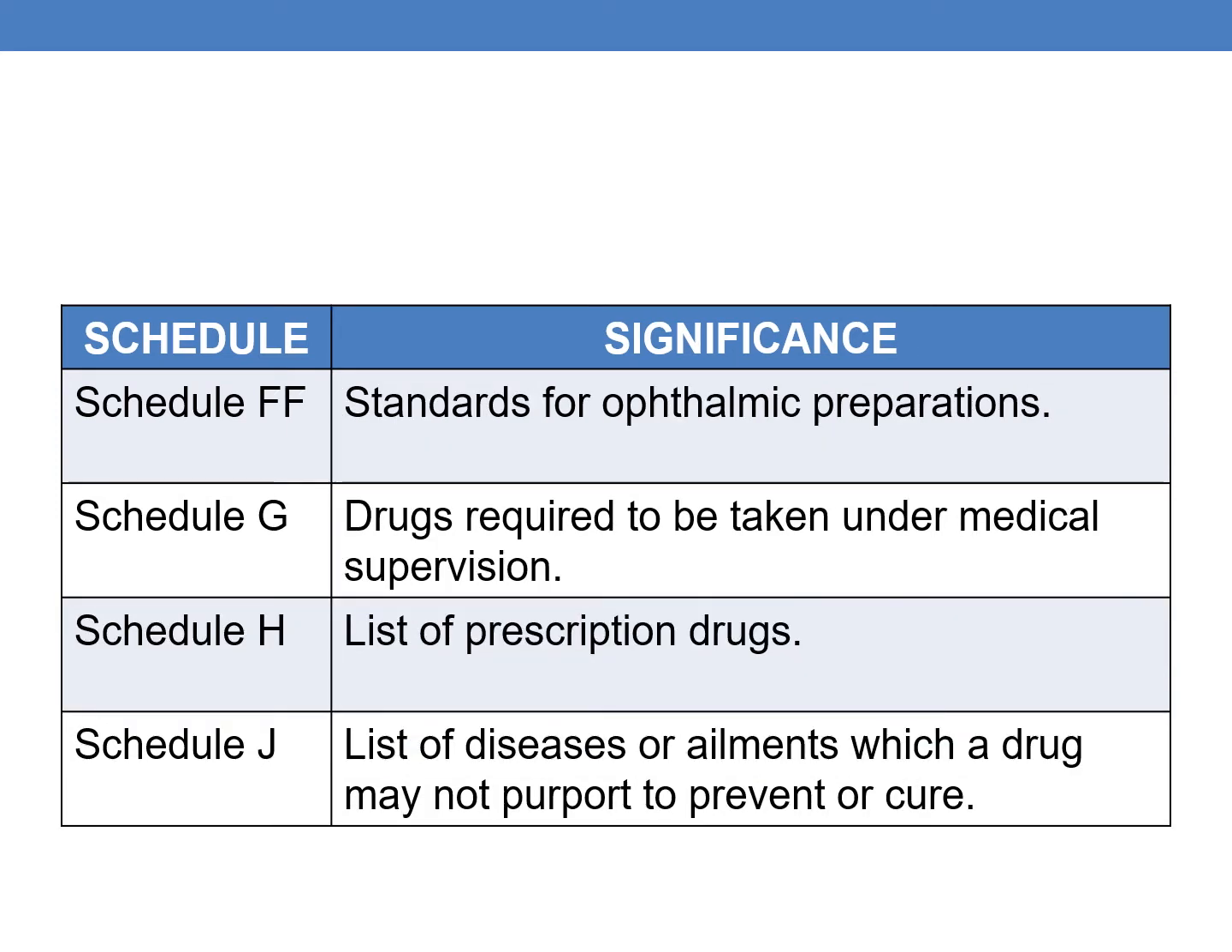Coming to Schedule FF, it deals with the standards for ophthalmic preparations. Coming to Schedule E, it deals with list of drugs required to be taken under medical supervision. So Schedule E is nothing but a list of drugs that are required to be taken under medical supervision. Schedule H is a list of prescription drugs. Schedule J is a list of diseases or ailments which a drug may not purport to prevent or cure.